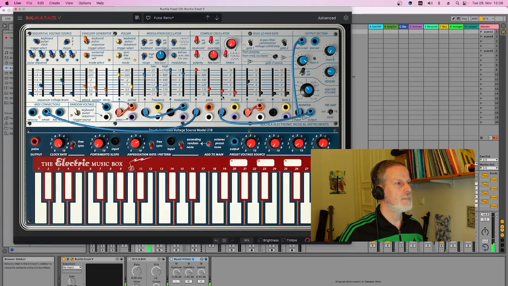So that's about it. Many different modulation destinations here, creating that kind of arbitrary rhythm.